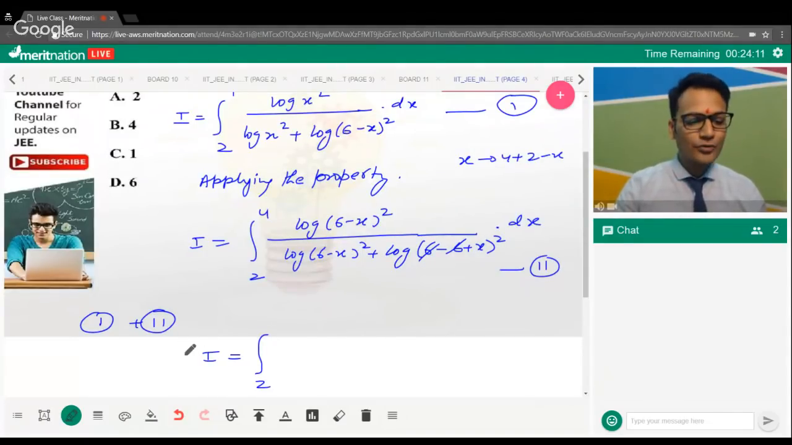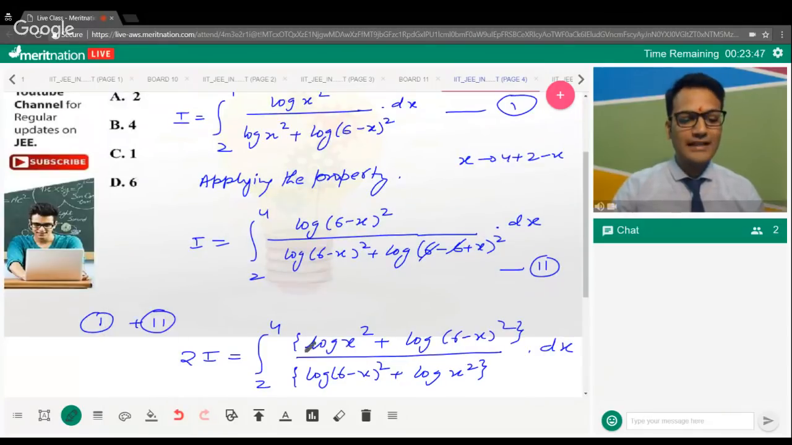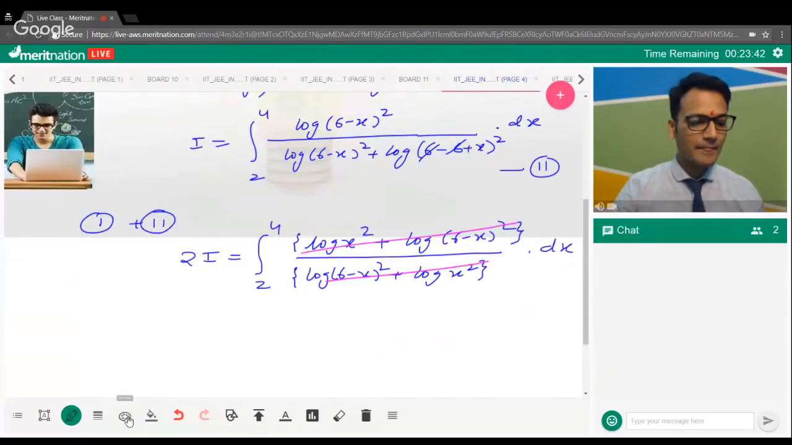If I add both of them, you get 2I equal to the integral from 2 to 4 of log of x squared plus log of 6 minus x whole squared, over log of x squared plus log of 6 minus x whole squared, dx. I hope all of us can observe it very easily. The numerator and the denominator are exactly the same, so this gets cancelled out. At times, in a hurry, we tend to make mistakes and mark incorrect answers. Please work carefully. So this is 2I.